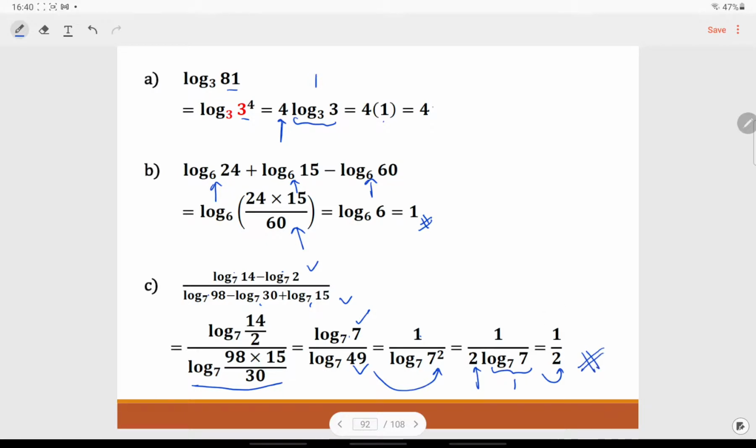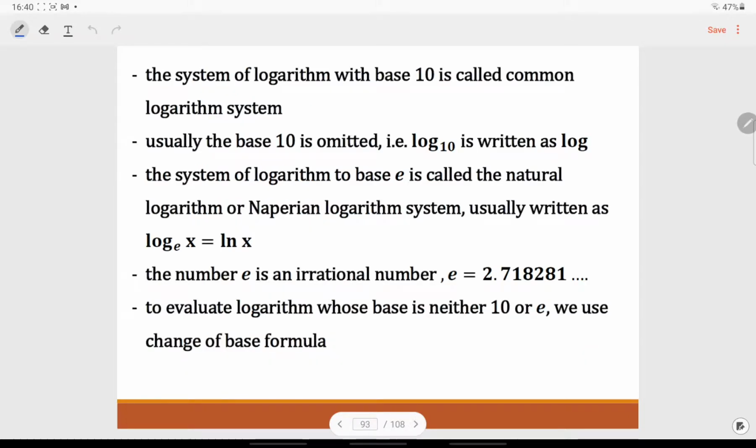So all these problems are solved without using your calculator. Just use the laws of logarithms in order to simplify and come out with the answer.